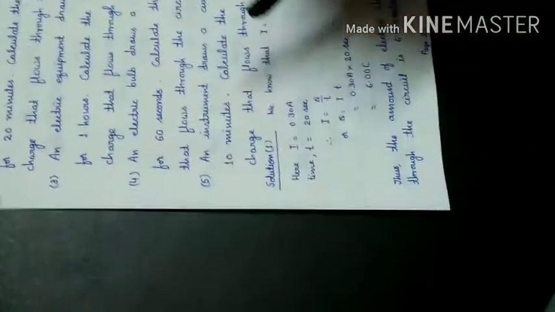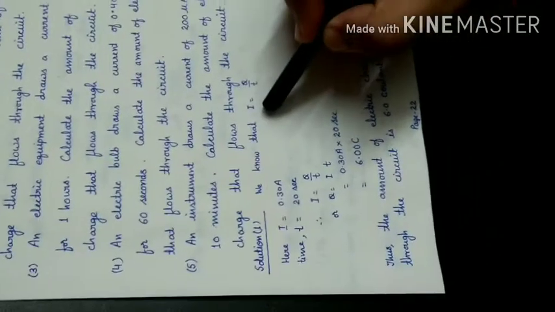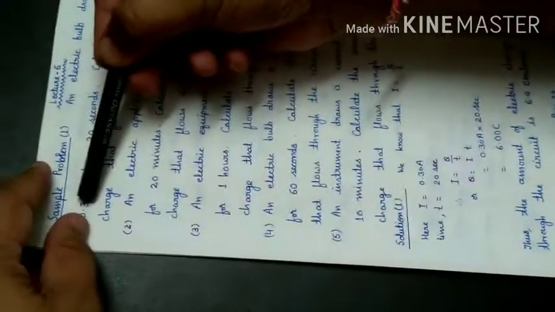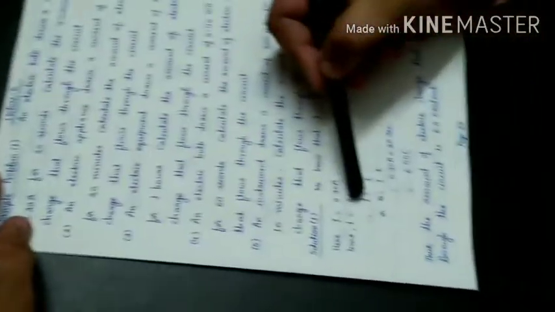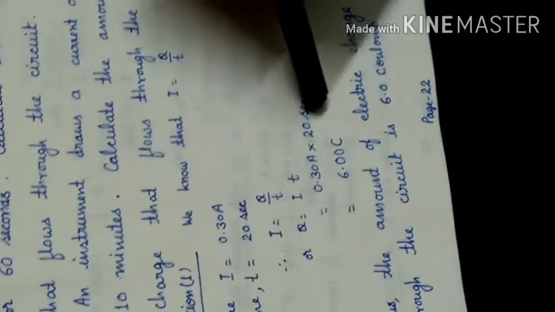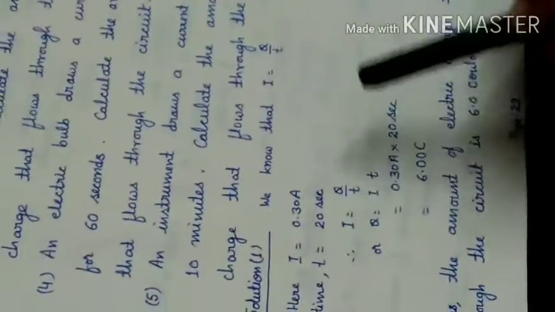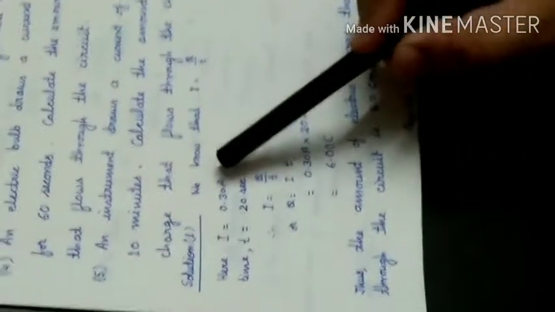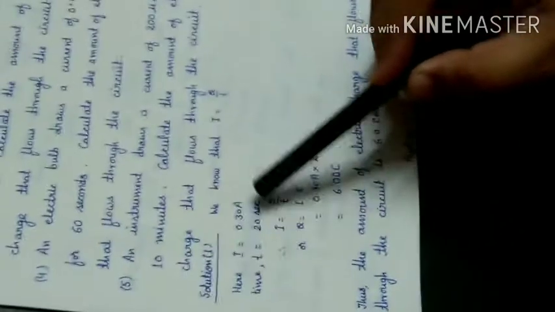So first come to the problem 1. The formula is I is equal to Q by T. In this question, I is equal to 0.30 ampere, T is equal to 20 seconds. Therefore, I is equal to Q by T, Q is equal to I into T. The value of I is 0.30 ampere into 20 seconds gives you 6.00 coulomb.